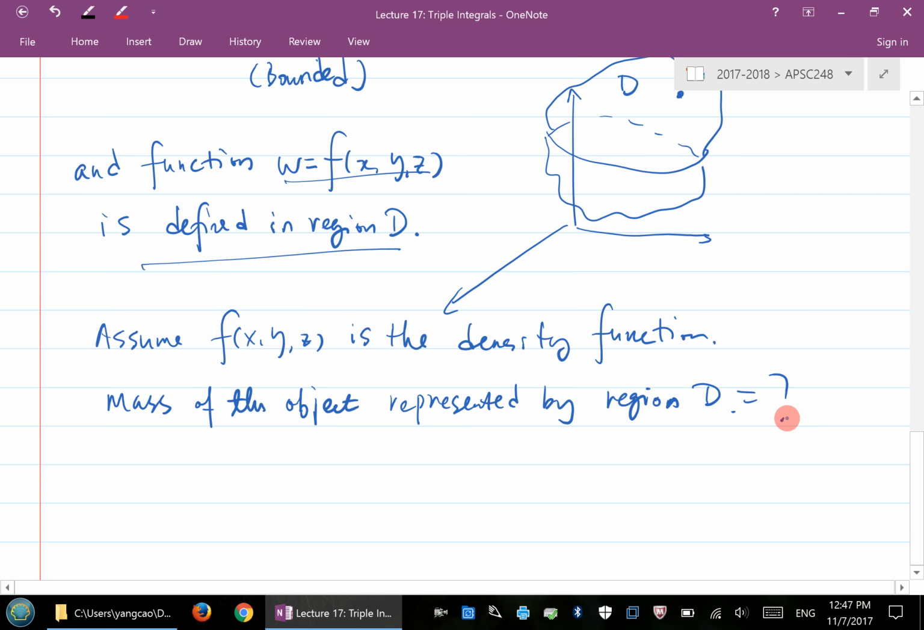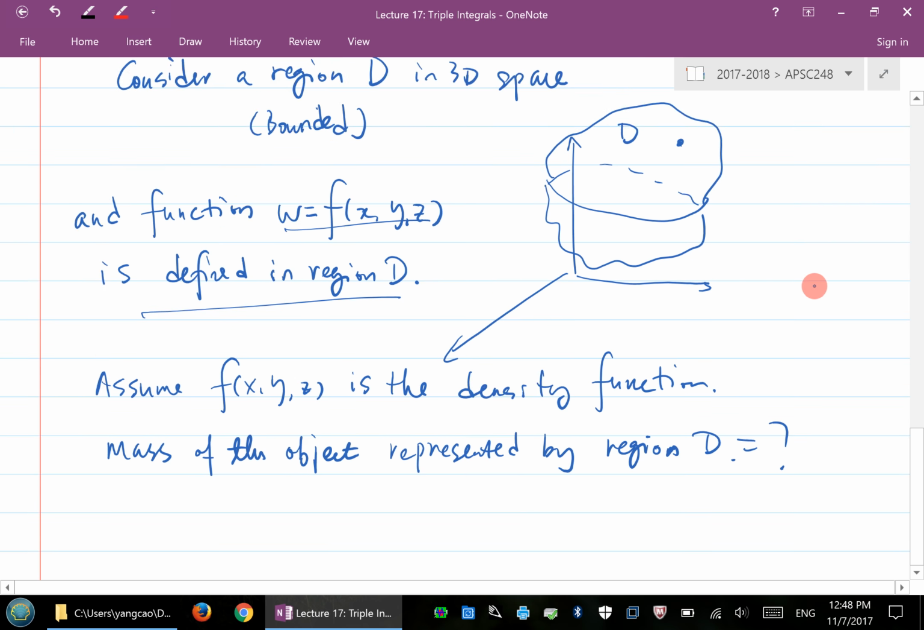So here is the approach that I will try to calculate the mass of this object. What I'm going to do is pick a point within this region D here. And then I'm going to create a small cube around that point. A very small cube around that point.